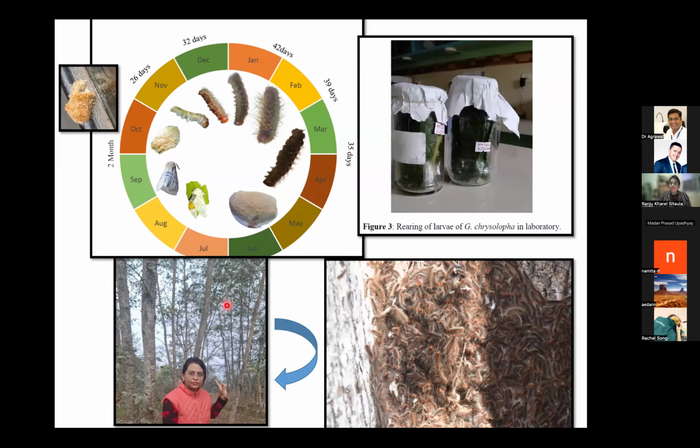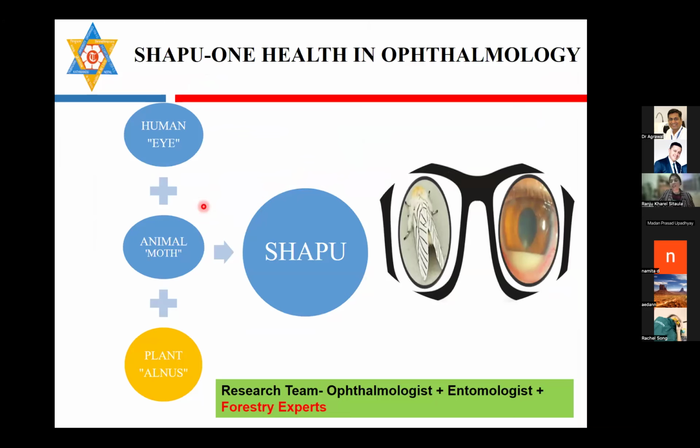These trees were very important for the survival of these white moths, and these trees were nothing more than a special plant that is more specifically found in Nepal, called Alnus nepalensis. So we could add the next arm in One Health in ophthalmology. Along with the eye moth, the Alnus came into play for the acquisition of SHAPU, and we added forestry experts to our team.